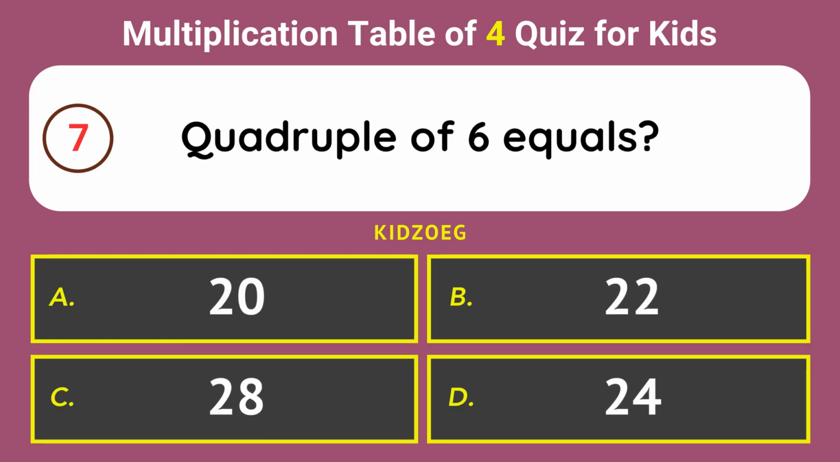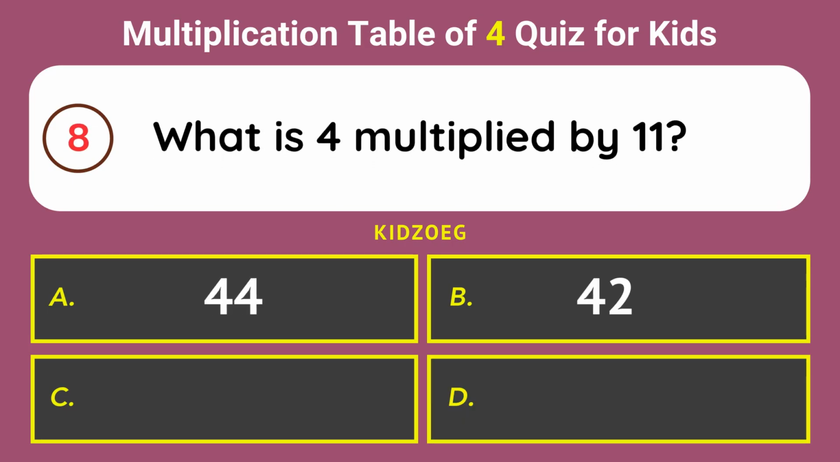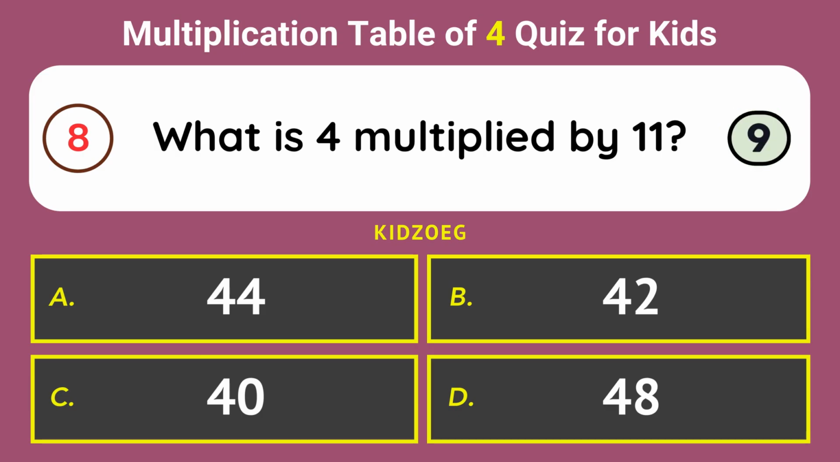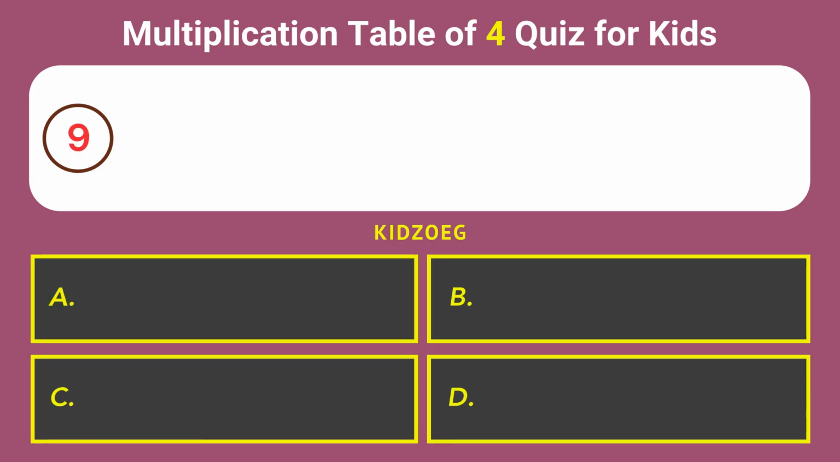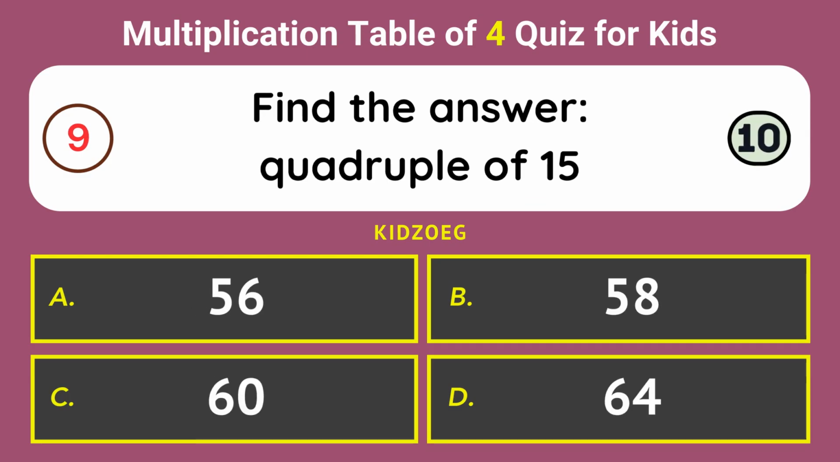Quadruple of 6 equals? $24. What is 4 multiplied by 11? $44. Find the answer. Quadruple of 15. $60.